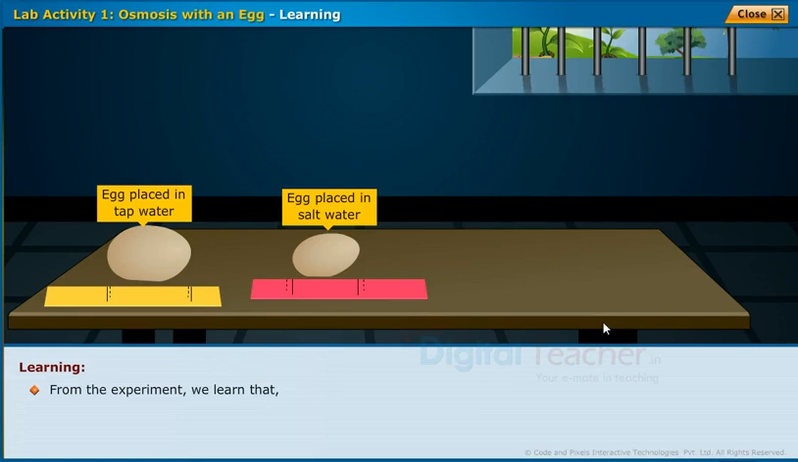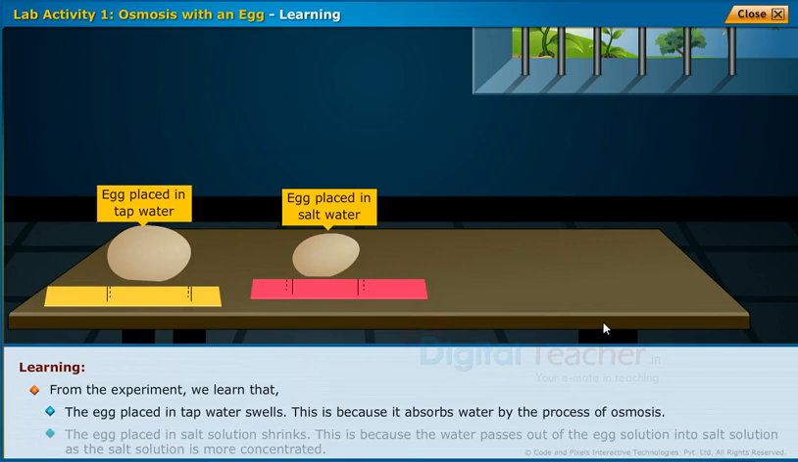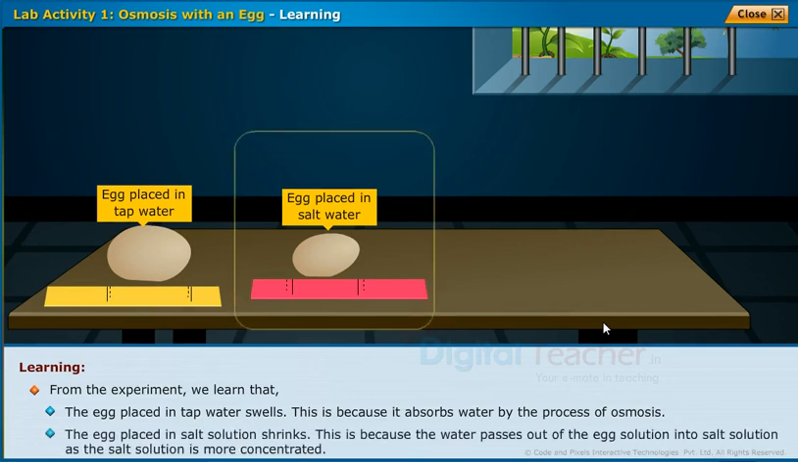From the experiment, we learn that the egg placed in tap water swells. This is because it absorbs water by the process of osmosis. The egg placed in salt solution shrinks. This is because the water passes out of the egg solution into the salt solution, as the salt solution is more concentrated.